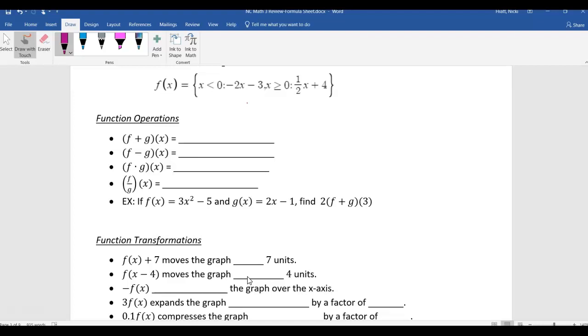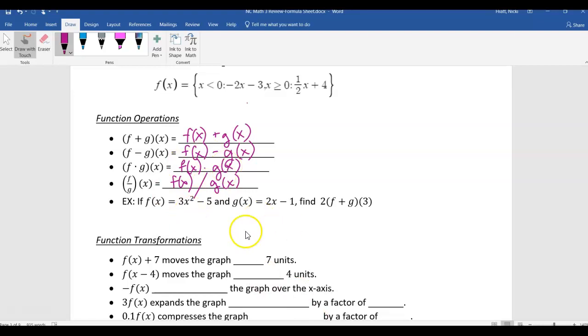We also did function operations. So if I have something that says f plus g and then parentheses x, that means we're just doing f of x plus g of x. And in a similar manner, here this is going to be f of x minus g of x. F times g of x just means f of x times g of x. And then f over g of x means f of x divided by, that'll be a fraction, g of x. I didn't leave enough room to write fraction on here well.